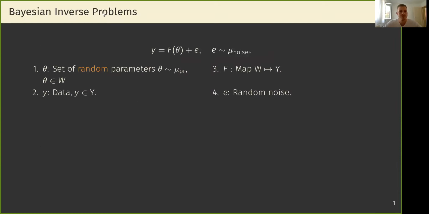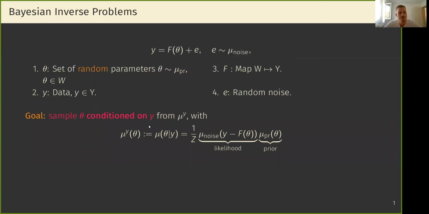So what is a Bayesian inverse problem? Well, given some data y that we can model as f of theta plus e, where theta is a set of random parameters with some known prior distribution, f is some map from a parameter space W to a data space Y, that can be understood as the mathematical model of the physical phenomena that generated the data, and e is some random noise with known distribution mu noise.